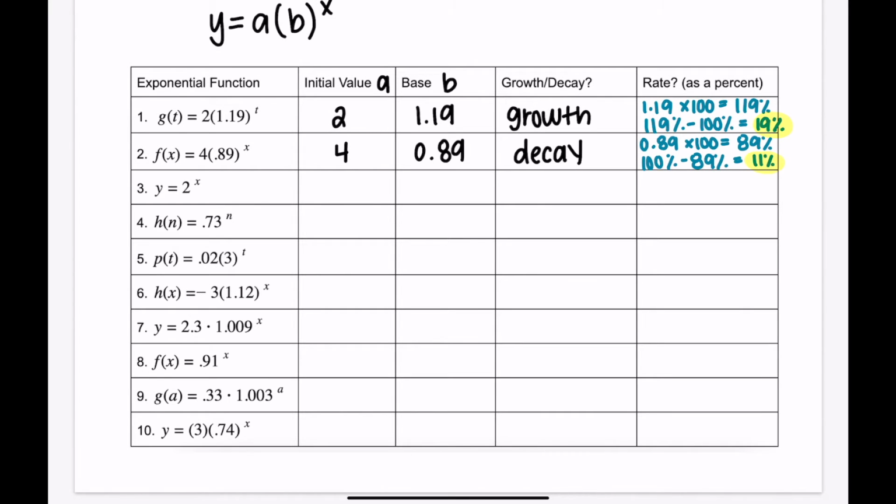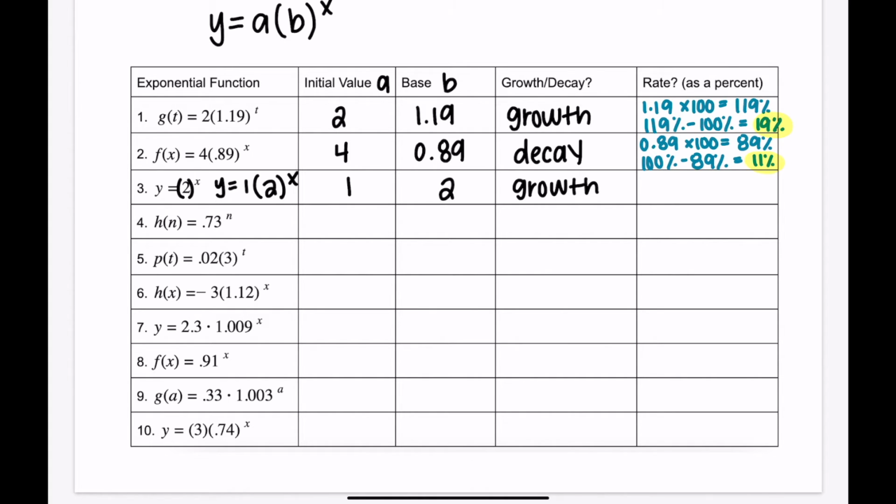In number 3, this one looks a little bit different because you don't see the initial value written out, but we can do that so that it looks like y equals a times b to the x. So we have y equals, but we see that the number with the exponent, that's our base, and since there's nothing in front of it in parentheses, we can put a 1 there. Now it's easier to see that the initial value is 1, the base is 2, and since our base is greater than 1, that's going to represent growth.